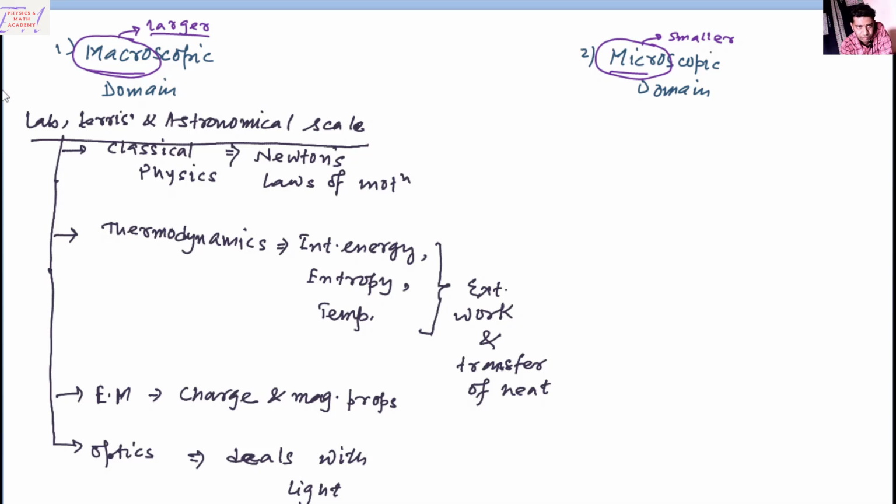How can you identify that it works in this domain? The microscopic domain is associated mainly with atomic and molecular types of things. Nuclear phenomena are there, and quantum mechanics also.